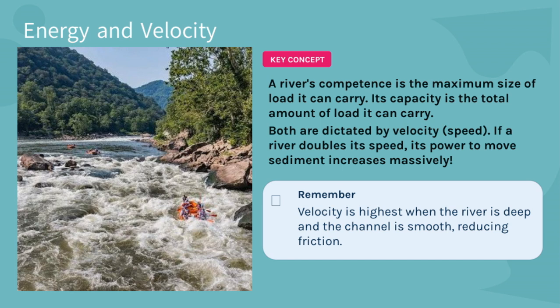If a river flows faster, it has more energy. That means it can usually carry larger particles and a greater total amount of sediment. This is why floods are so powerful. During a flood, water volume and speed increase. The river may be able to move material that would normally stay on the bed. Velocity is often highest when a river channel is deep and smooth because there is less friction slowing the water down. So remember, higher velocity means greater competence and greater capacity.